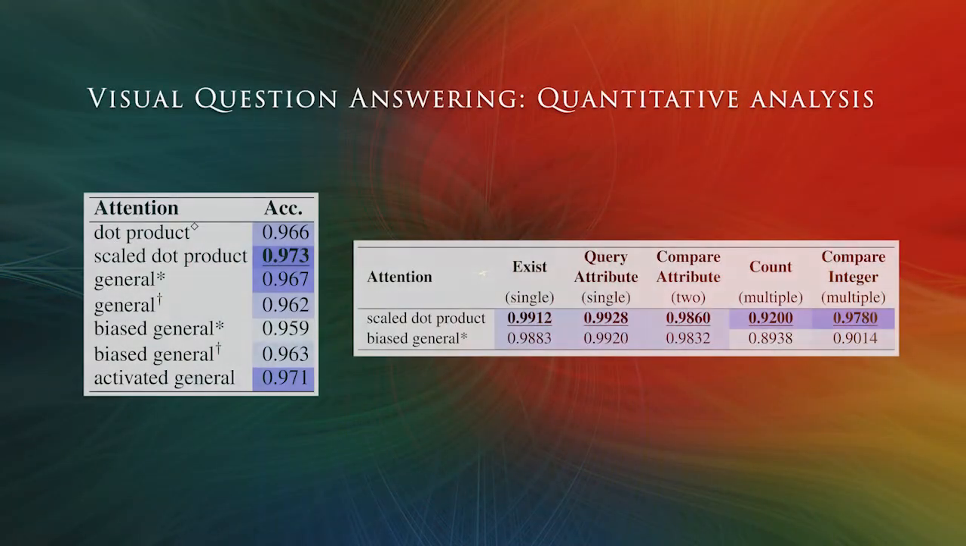For VQA with compositional reasoning, overall accuracy is used to measure the performance of the VQA models. The higher the accuracy, the better the performance of the model. This table details the performance of alignment functions for the VQA task. VQA produced the best performance with a scaled dot product alignment, highlighting its effectiveness for the VQA task. We note that the activated general attention, with ReLU activation, and the general attention alignment function both performed well for VQA, but biased general attention performed badly for this task.